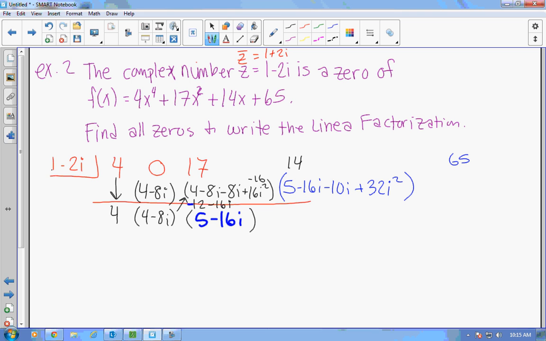Okay, finding like terms. We have the i's. And this will become what type of 32? Positive 32 or negative 32? Because i squared is negative 1. Negative 32 plus the 5 is negative 27, plus the 14. What's the gap between 14 and 27? So we'll have negative 13, and our i's: negative 16i minus 10i is negative 26i.